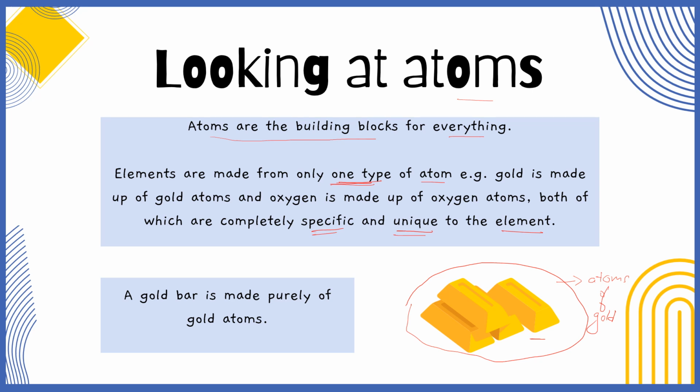If we talk about oxygen, oxygen is made up of only oxygen atoms. That's it. No other atom will be there. And oxygen will have completely different and specific properties compared to all the other atoms, for example, of gold or silver or any of the atoms.